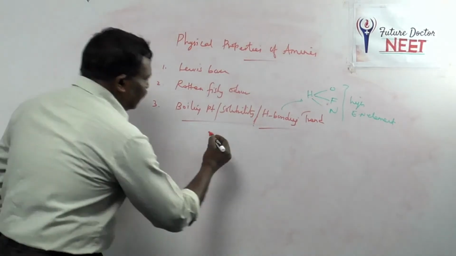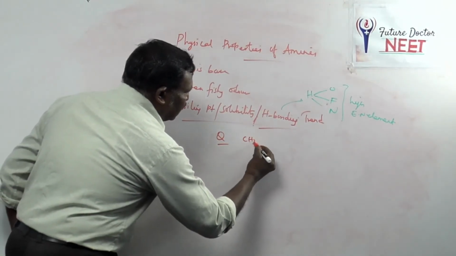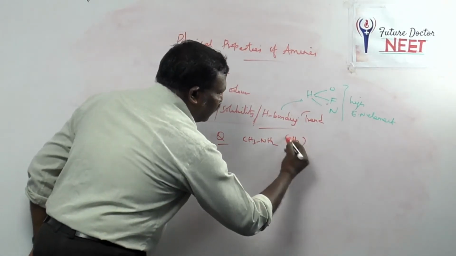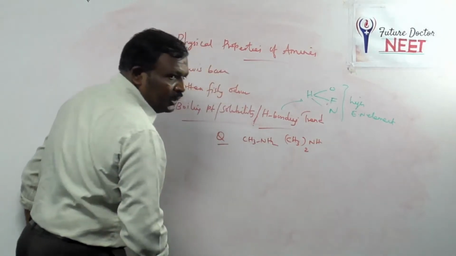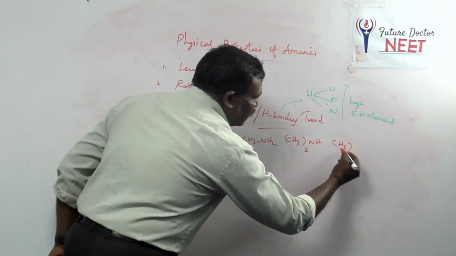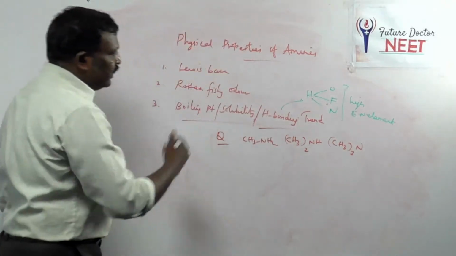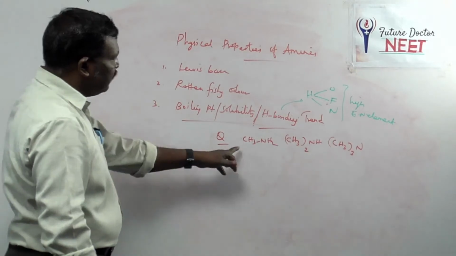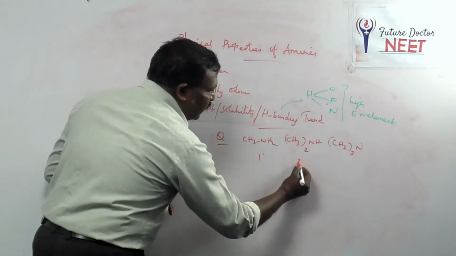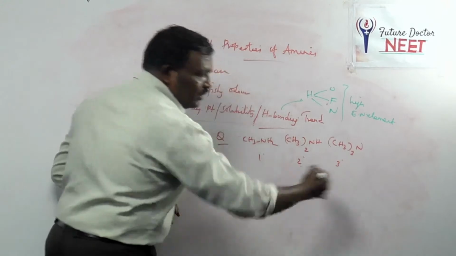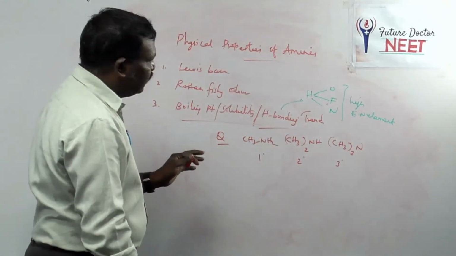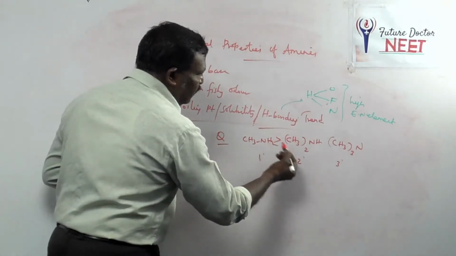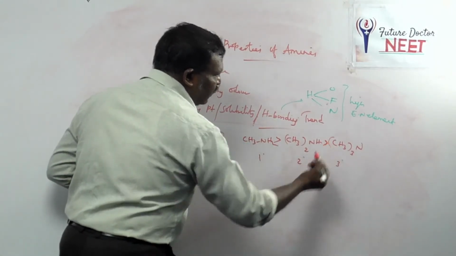So they'll give the question like this. See, methanamine, what is this? Dimethylamine, what is this? Trimethylamine. Which one has the high boiling point? Primary. This is the primary, no? Correct or not? Primary. This is secondary. This is tertiary. They will give the compounds, and you arrange them according to the increasing order of boiling point, or decreasing order of boiling point. Are you following? Like this.